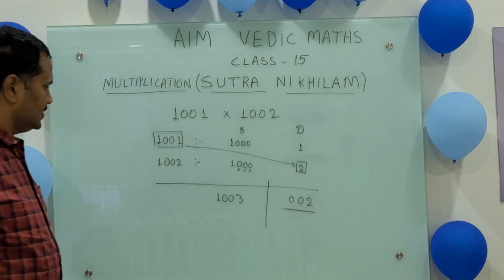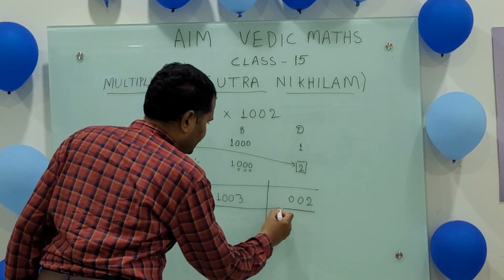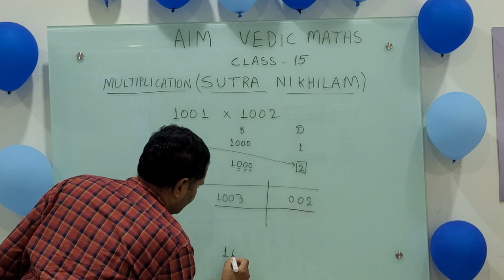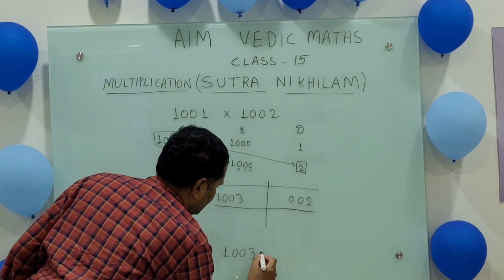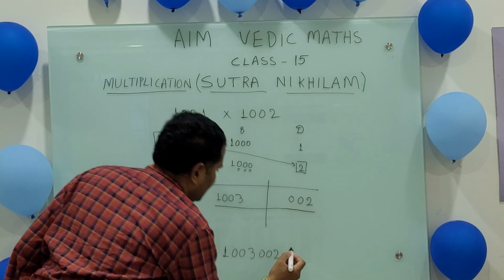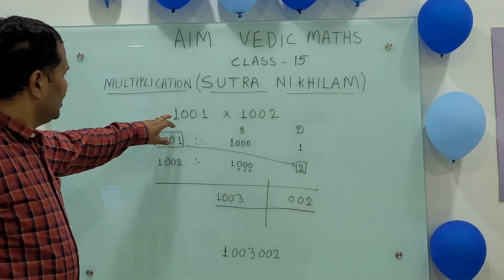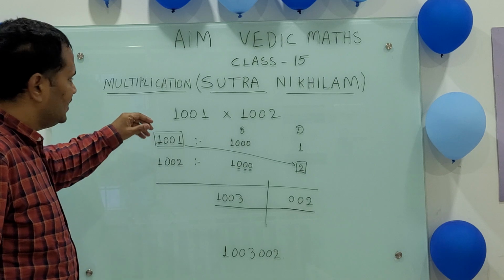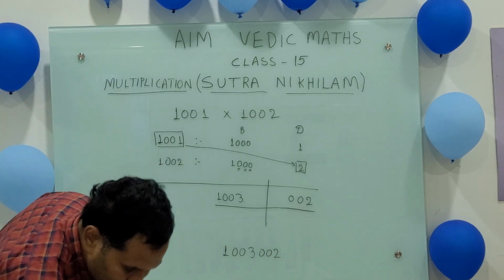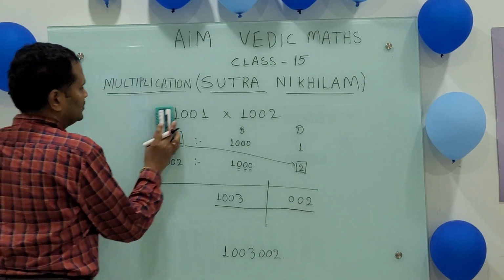That's it. Now you have got the answer. You club this and this and write it here. 1003002 is the answer. You see how quick it is, the Sutra Nikhilam. So we are learning from the big number and then appreciating how it helps us. Now let us learn step by step.